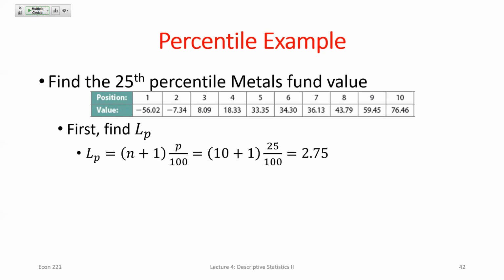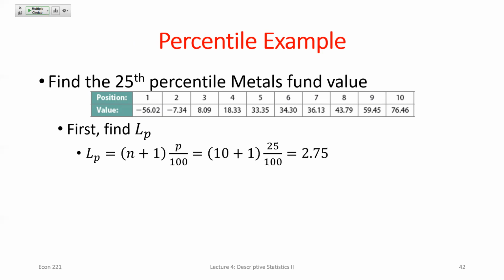So if I want the 25th percentile, I'm going to plug in that 25 for P. That's the percentile I'm interested in. My number of observations is 10. So I plug those two values in, and I get that the 25th percentile should be somewhere in between the second and the third position, right? 2.75. Okay. So what I know is the 25th percentile value is somewhere in between -7 and 8. I'm rounding those numbers, but right in between those values in the second and third position.